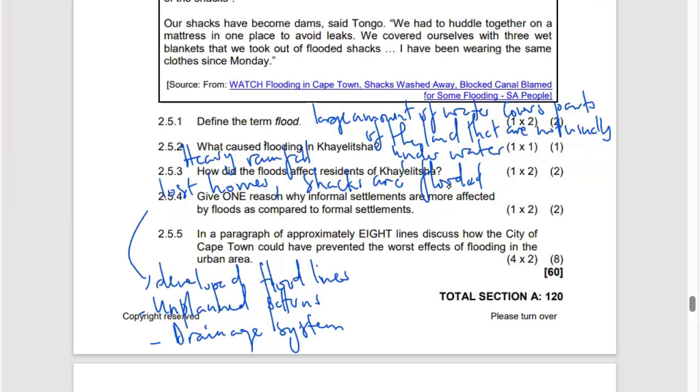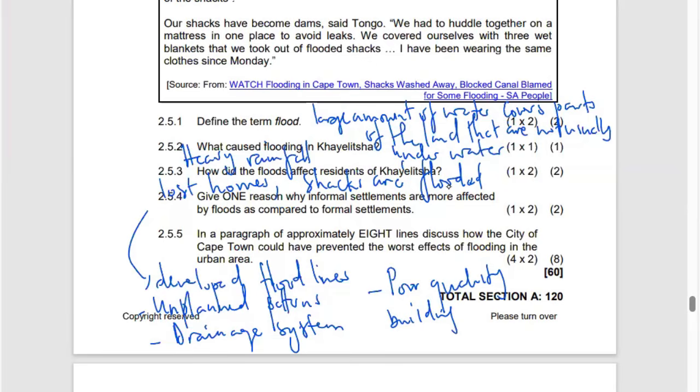Then you can also look at the nature of building material. They are affected mainly because of poor quality building material. Those shacks cannot resist floods, and as a result, those people are negatively affected. Their homes are taken away because they cannot resist the effect of the floods.